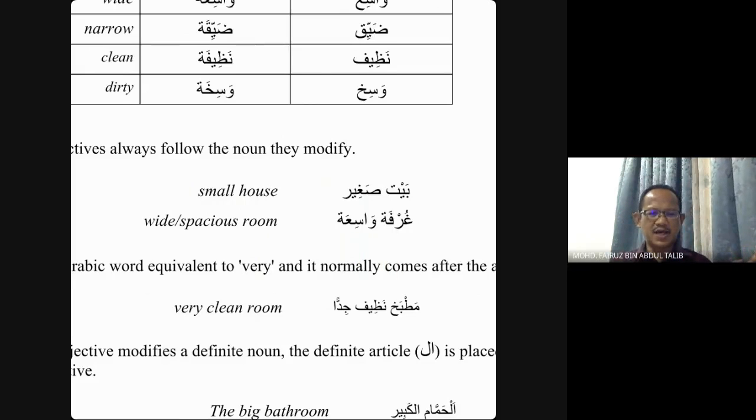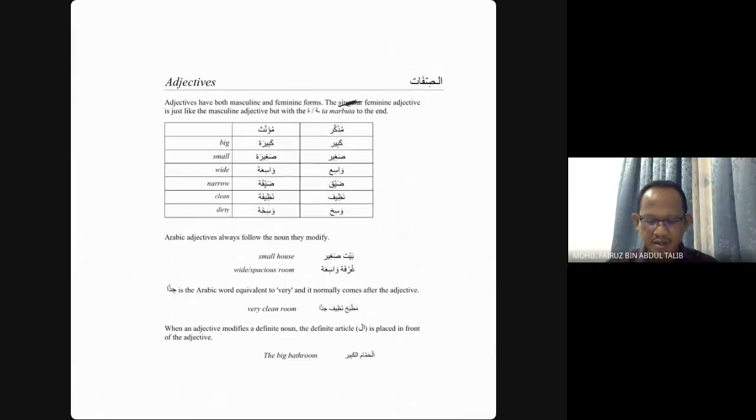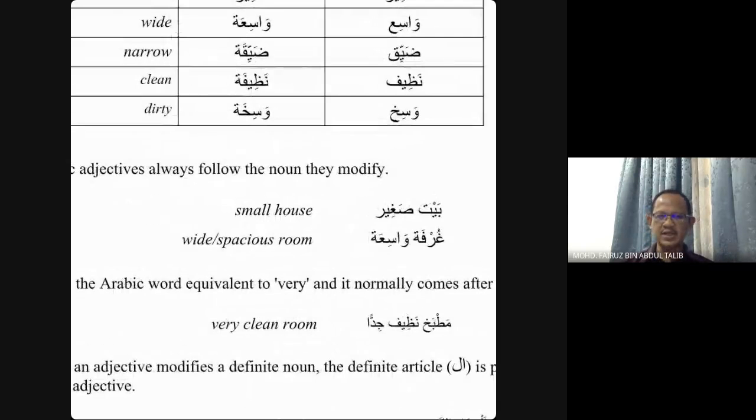Ghurfa wasi'ah. Right? So you can try this adjective with the words that you have learned in the lesson. Room, ghurfa, ghurfa wasi'ah. Hammam. How do you say big hammam? Hammam, what is big? Kabir. Hammam kabir. And so on and so forth. Any questions so far for the adjective? So remember, the adjective is always after the noun that you want to describe. And the gender must be similar, muzakkar and also muannas.